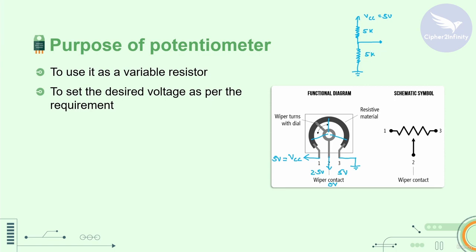If you measure the voltage at this point with respect to ground, it's going to be 2.5 volt. This is how the potentiometer is used as a voltage divider. We provided the 5 volt and we achieved a desired voltage on the output side by varying the position of this particular knob. I hope that these two purposes are now clear to you. After that, let me show you the different types of potentiometer which are available in the market.